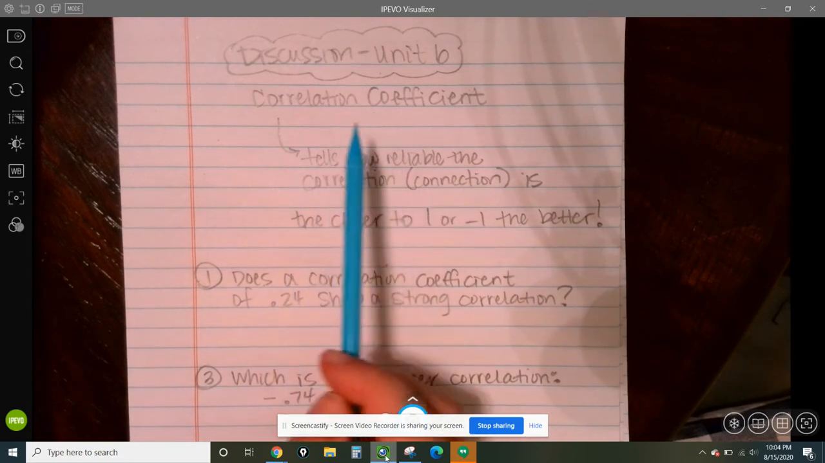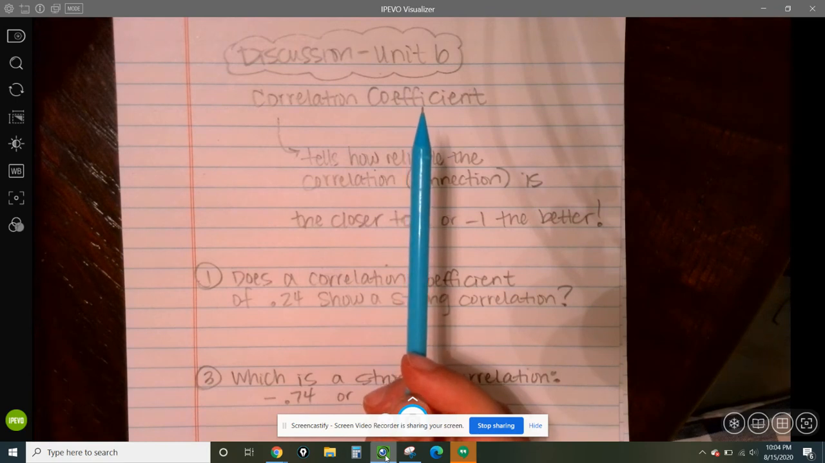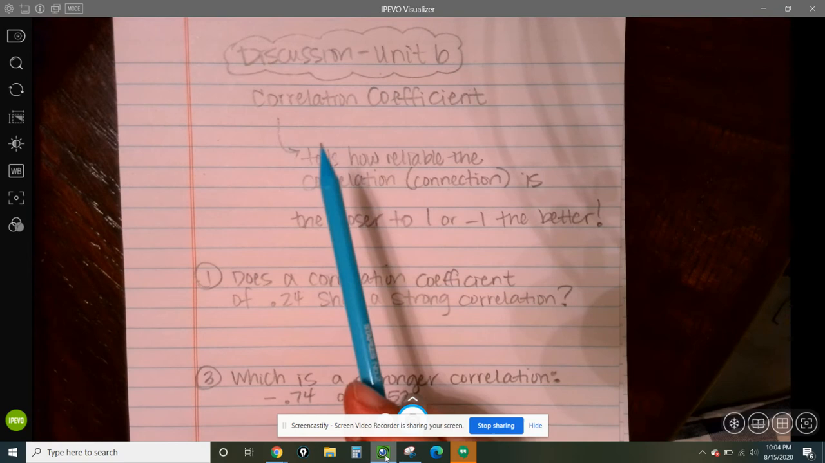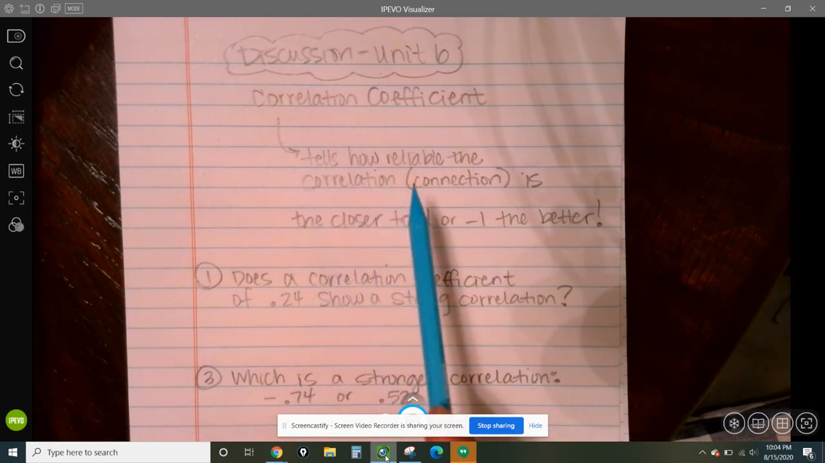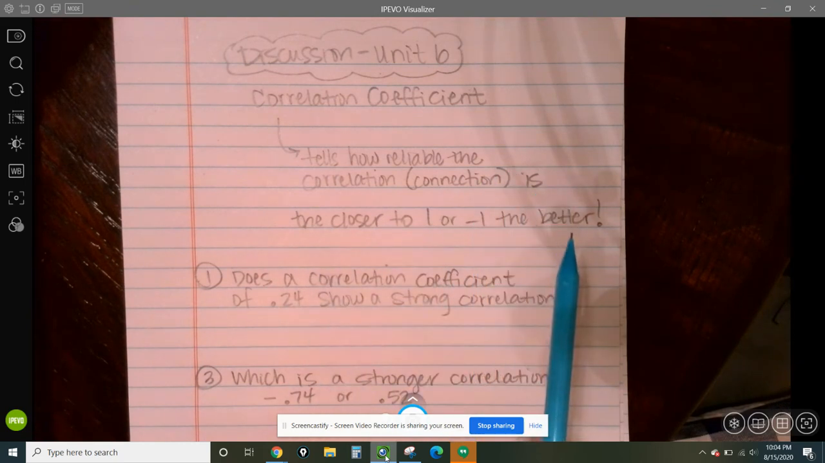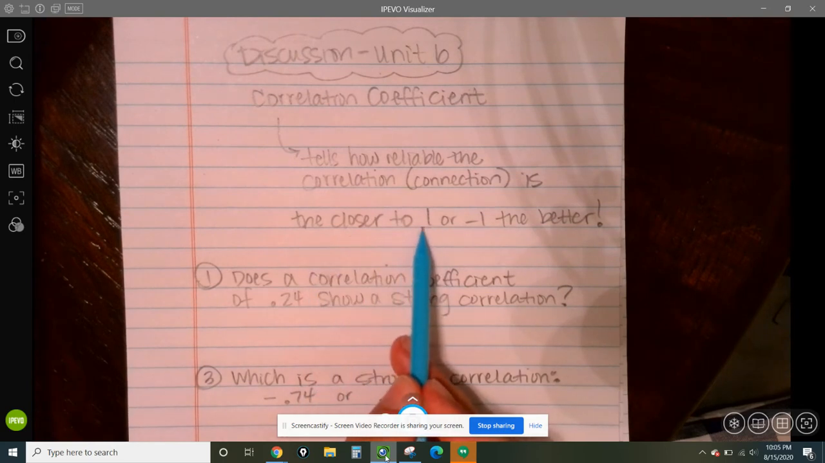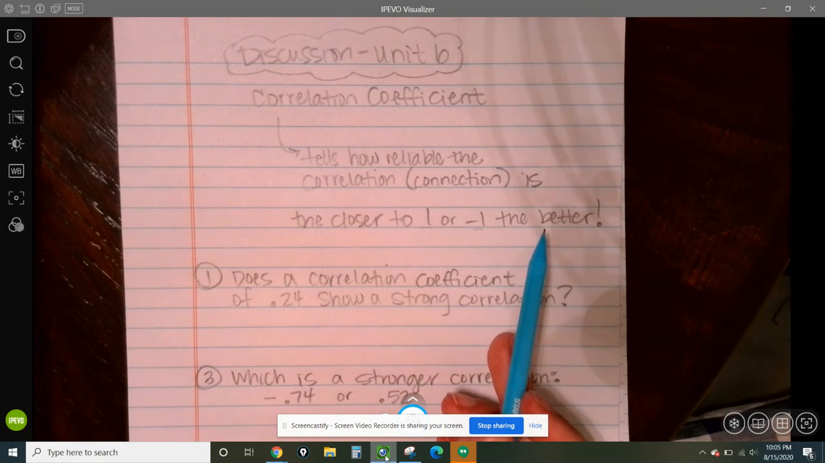So this discussion talks about the correlation coefficient. So you have to know what the correlation coefficient is to start, and that's what you should have learned about in Unit 6. The correlation coefficient just tells how reliable the correlation or the connection is of the two things that you're comparing. So the closer you are to the number 1 or -1, the better as far as the correlation or the connection goes between those two.